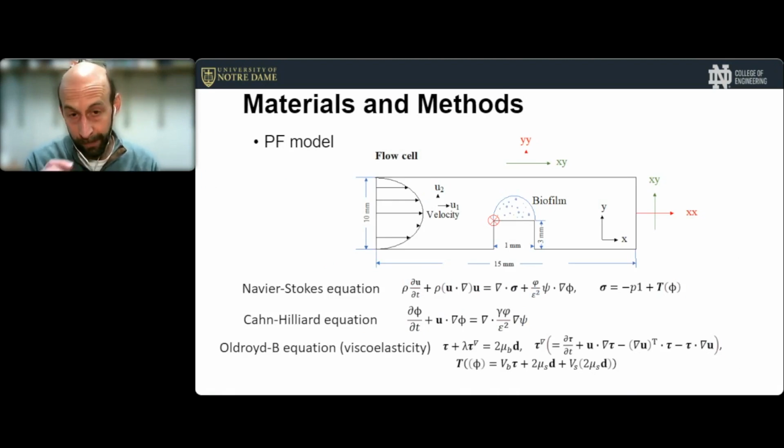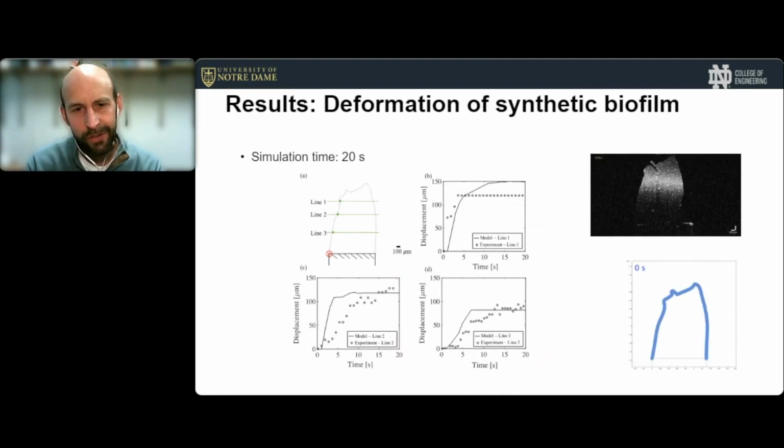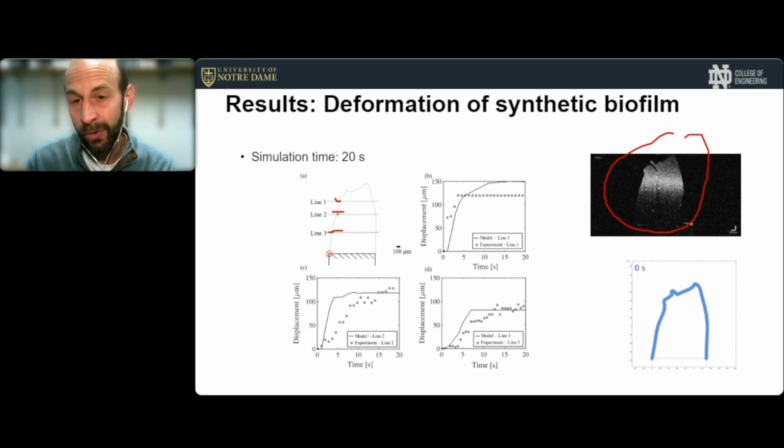We modeled the biofilm using a phase field model, considering the biofilm as a viscous material. Okay, these are our results. So we were able to measure the deformation at 3 different locations using the OCT image. And we use that to compare our model prediction, where the phase field model was built using a measurement of the viscous property of this biofilm, the synthetic biofilm, which was then added to the model.